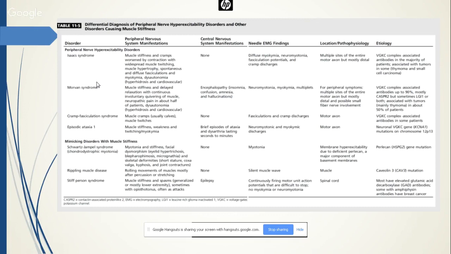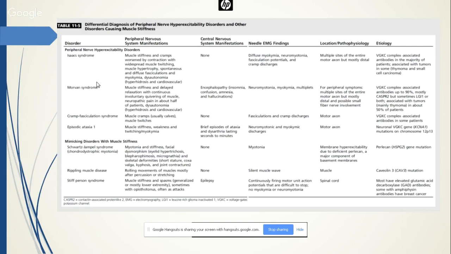hyperexcitability disorders, and just a summary of their involvement. Isaacs is basically the hypertrophy of the calf muscle with the dysautonomia and hyperhidrosis, with the myokymic and neuromyotonic discharges. With Morvan, again, it's mainly about the same, except with the involvement of insomnia and encephalopathy. Cramp fasciculation syndrome, just the muscle cramps with basically no EMG findings, except the fasciculations.